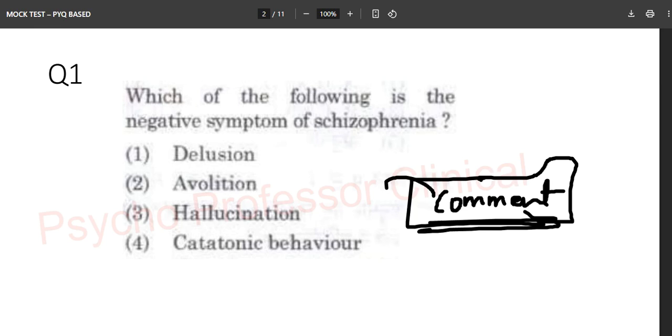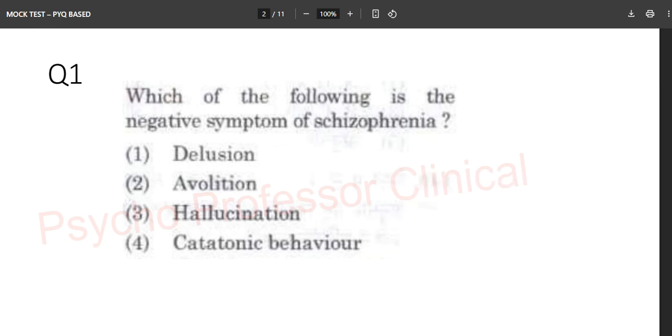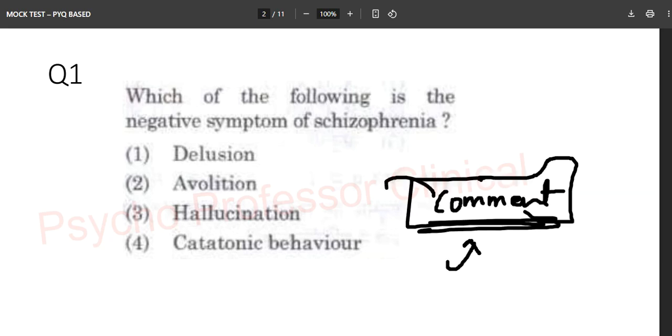Okay. So which of the following is the negative symptom of schizophrenia? Delusion, avolition, hallucination, or catatonic behavior? What is the correct answer? Make sure that you comment down below so that later on you can tally what you marked today and what you marked after the preparation. Right before your examination, you can come back again to this video and correct your answers.